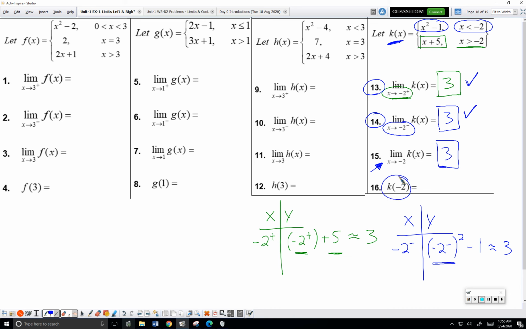K of -2 is different. That means we're supposed to go figure out when the x-coordinate is exactly -2. Well, this formula tells me what to do when x is less than -2. This formula tells me what to do when x is greater than -2. There's nothing in the formula telling me what to do when x is -2, so the value is undefined. The formula doesn't tell me what's happening. Left and right limits match, but the overall limit does not match the value at x equals -2. Therefore, this is a removable discontinuity.